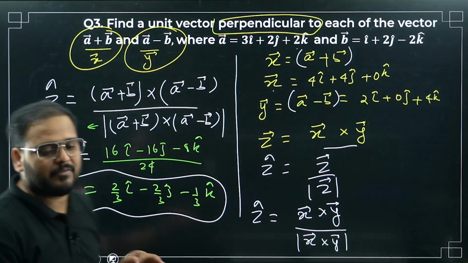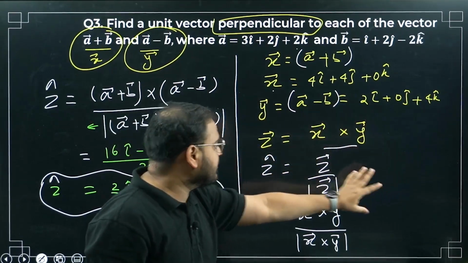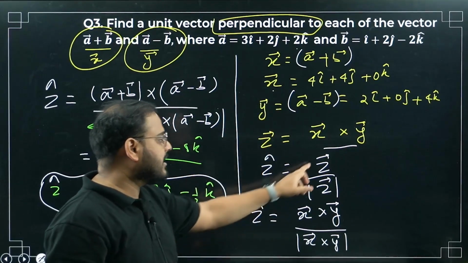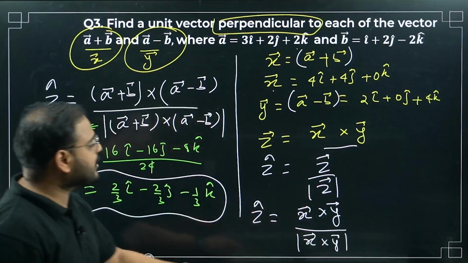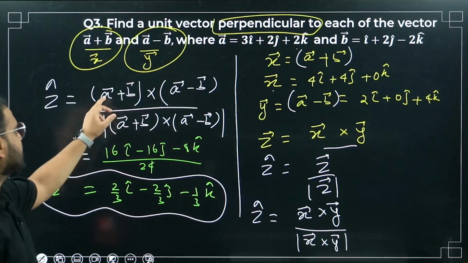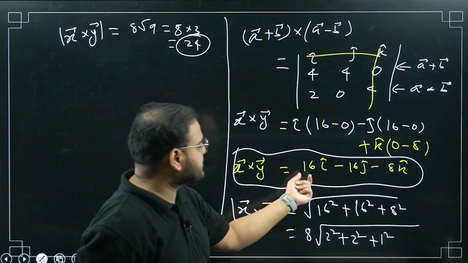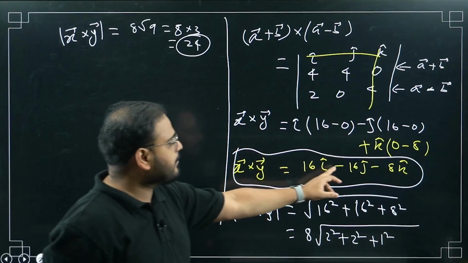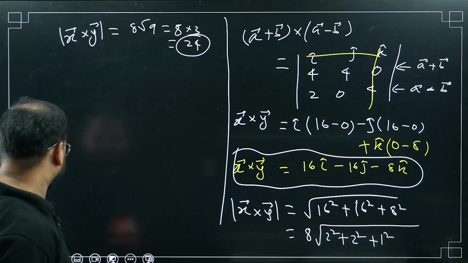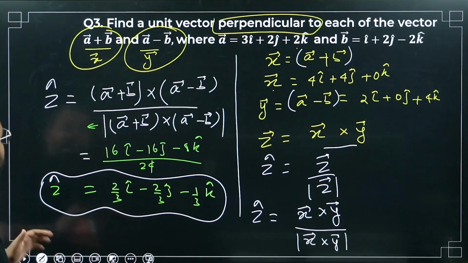A very good question. Please have a look. From the beginning, a and b were given. I found a plus b as x, a minus b as y. Then I took their cross product to be z. I'm looking for a unit vector, so I wrote z cap as z vector upon mod of z, that is x cross y upon mod of x cross y. I solved this using the matrices, found the determinant, and got x cross y as 16i minus 16j minus 8k. Found the mod to be 24. This is my result: 2 by 3 i cap minus 2 by 3 j cap minus 1 by 3 k cap. Please have a look.